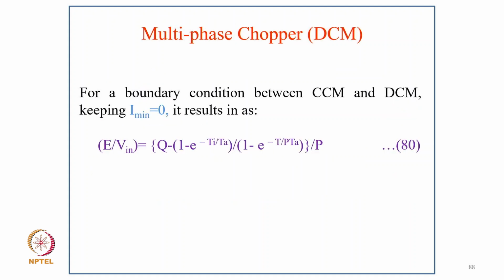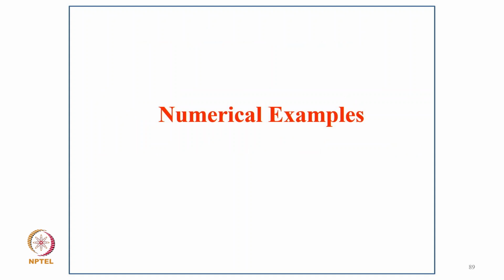So for the boundary condition between CCM and DCM, having Imin equal to 0, it results in E upon Vin equal to (Q minus (1 minus e to the power minus Ti upon Ta)) divided by (1 minus e to the power minus T upon PTa), divided by P.